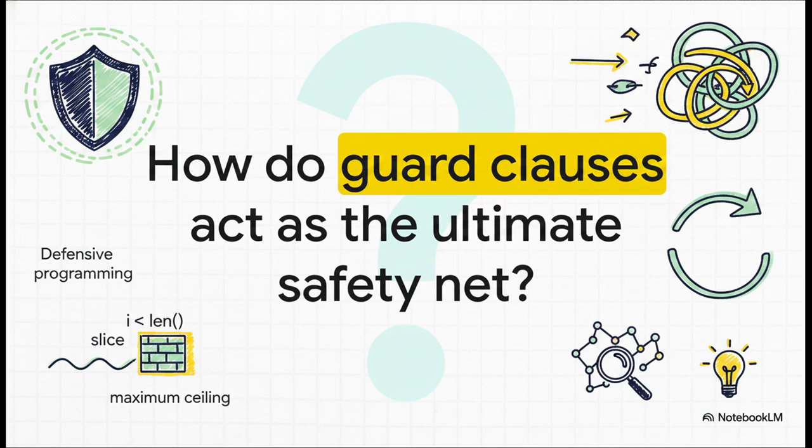How does the incredibly simple I is less than len guard clause serve as the ultimate safety net for algorithmic slice manipulation? I mean, it's just a few characters, right? Yet it completely removes the need for complex, nested looping structures, allowing a single loop to gracefully and safely handle mismatching datasets. Think about how you might apply this kind of elegant pattern, establishing a maximum ceiling and using guard clauses in your own daily logic.